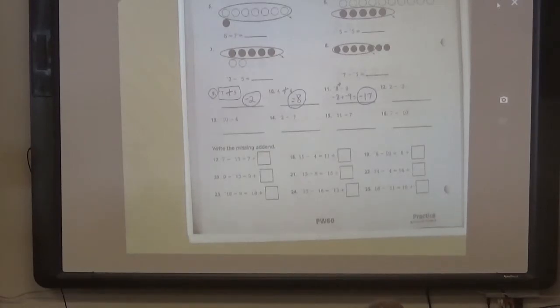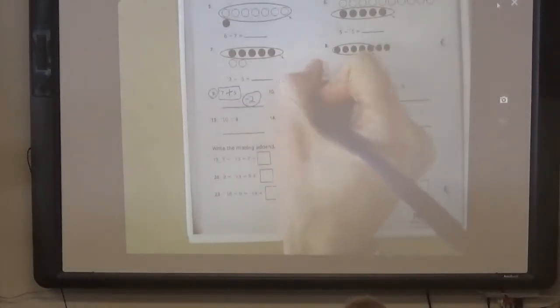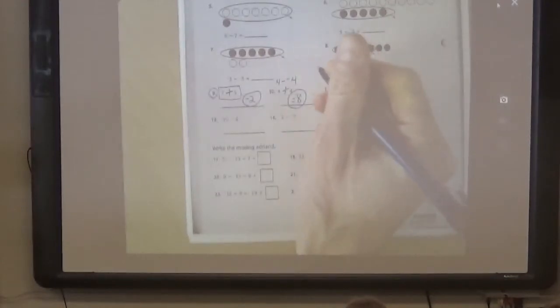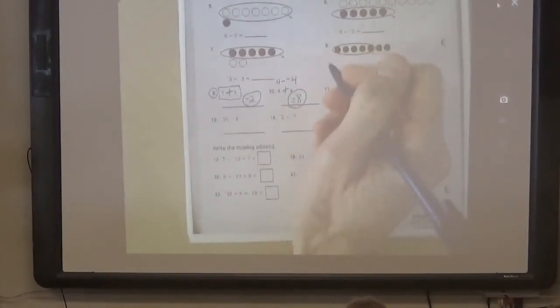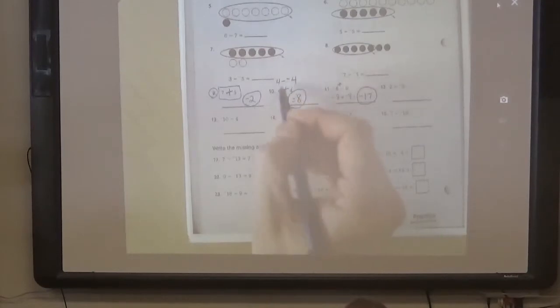Okay, so how did you get 8? You said 2 negatives equals a positive. So the original problem was 4 minus negative 4. Yes. Now look at the problem, up here where I'm showing you. The minus negative are two negative signs in a row.